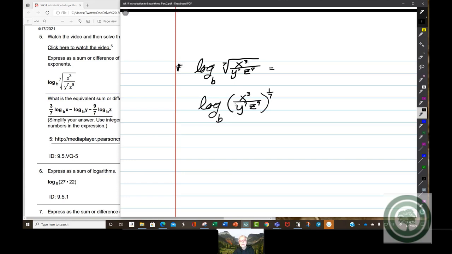Remember, that's how you translate a radical expression. This is equivalent. Only now we're dealing with logs, so this permits us to take that 1/7th down in front. So this is going to be 1/7th times log base b of x to the third over y to the seventh times c to the ninth.